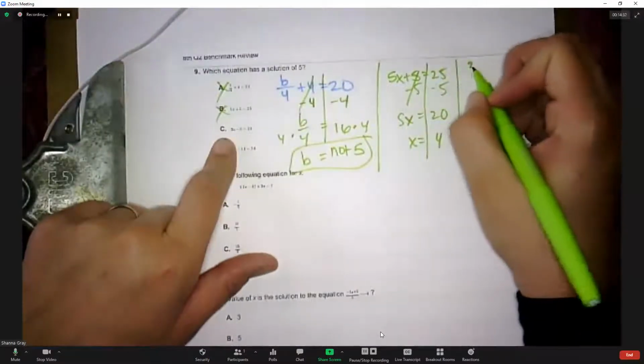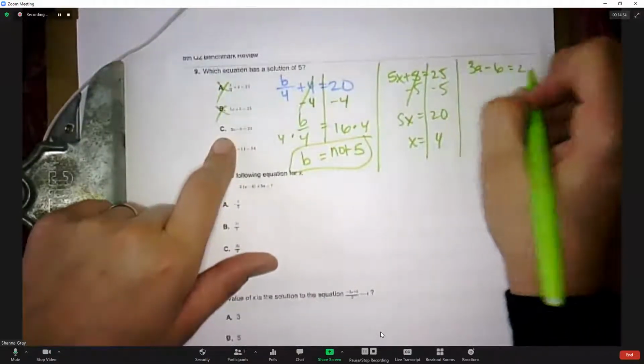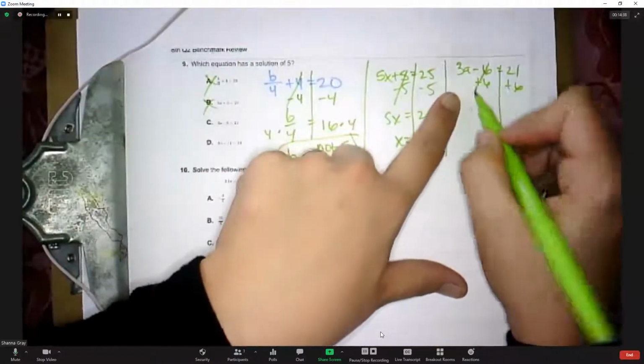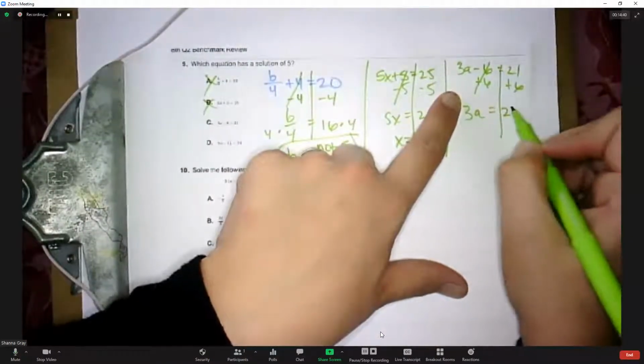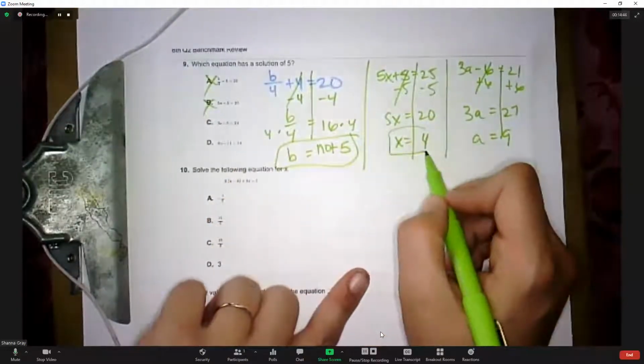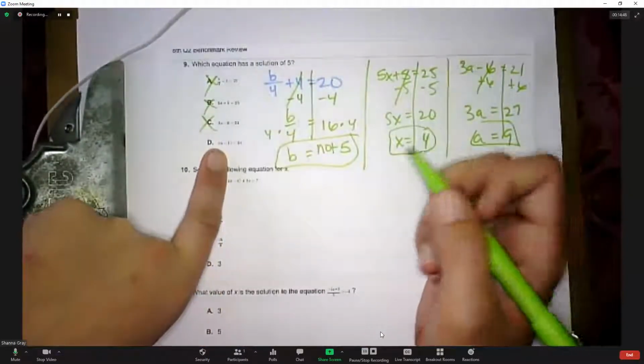How about 3a minus 6 equals 21? So I'm going to add 6 to both sides. And then a equals 9. So none of these are 5. So I'm going to guess that it's D.